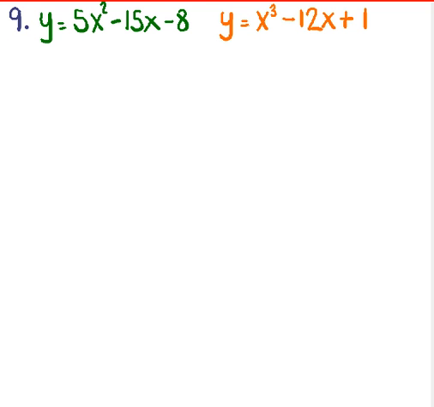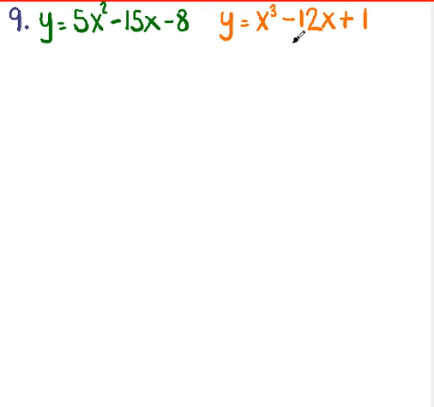This is question number 9. We are given a diagram with two curves in this question, and we're told that the diagram shows a sketch of the graphs of y equals 5x squared minus 15x minus 8 and y equals x cubed minus 12x plus 1. We're told that the two curves intersect at a point A and touch at a point B indicated on the diagram.